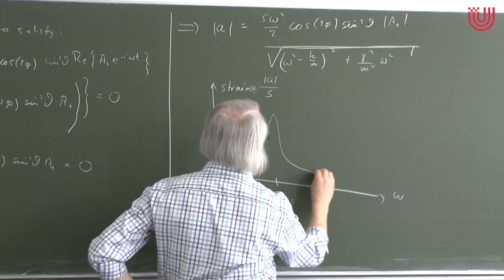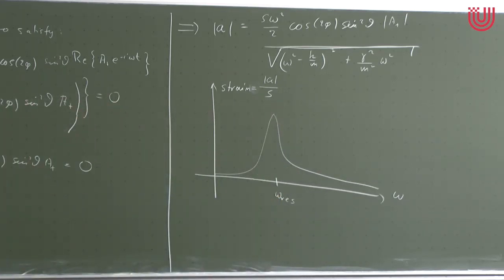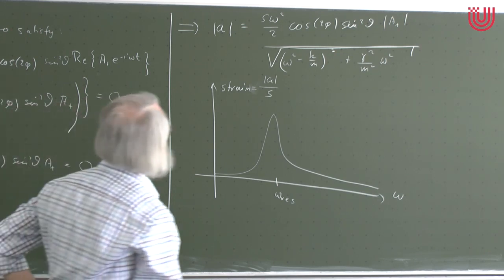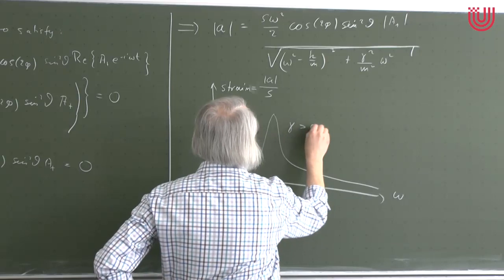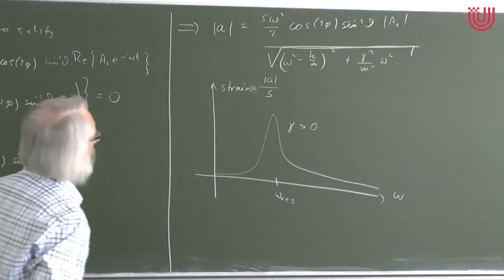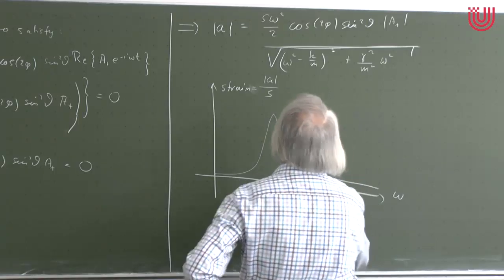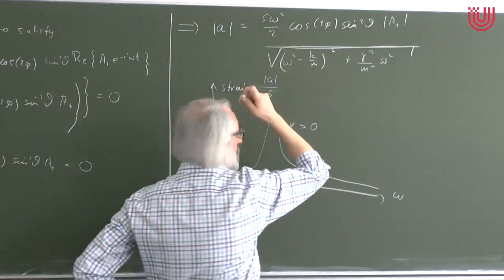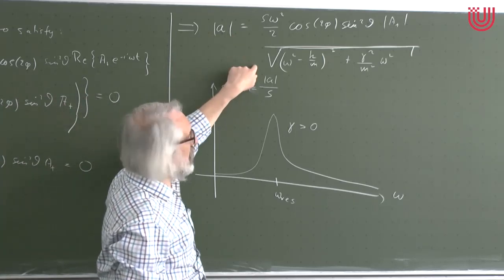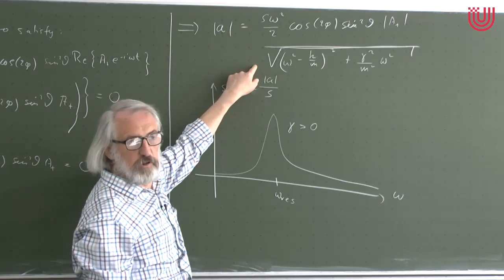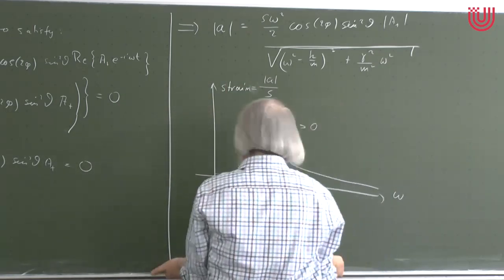It reaches the maximum, but it's not perfectly symmetric. It's not because of the omega squared in the numerator. This is what the function looks like for gamma bigger than 0. For the omega resonance, you can easily calculate this. I don't have to do this on the board: take the derivative of this with respect to omega, set it equal to 0, then you find where the maximum is.